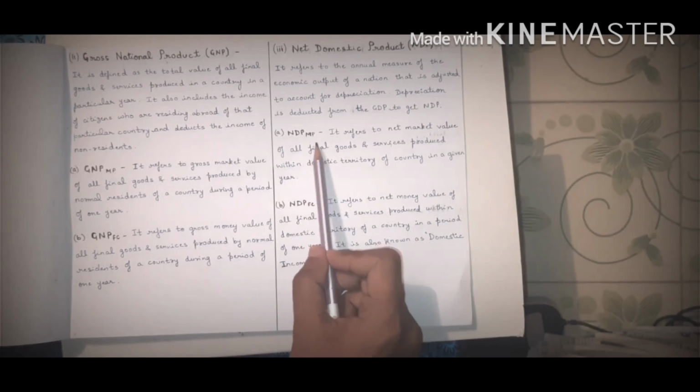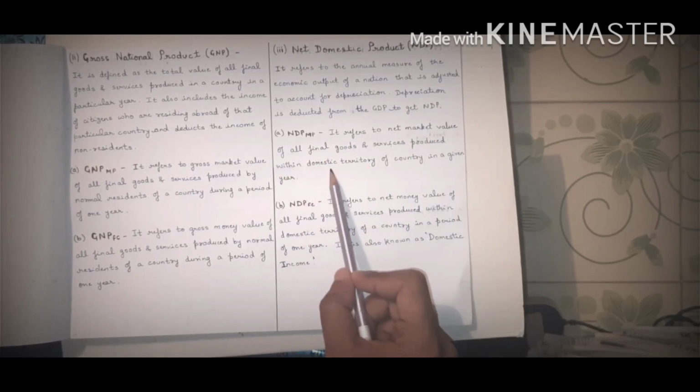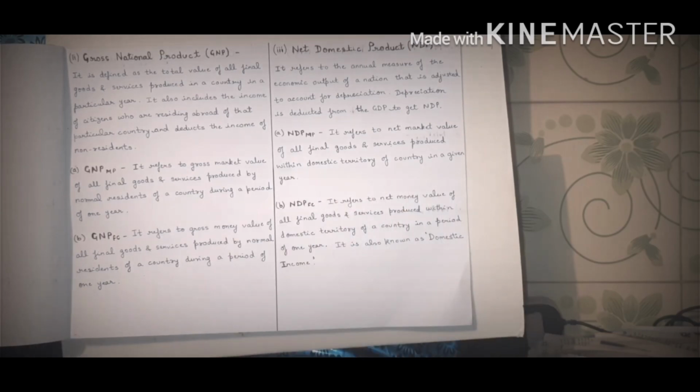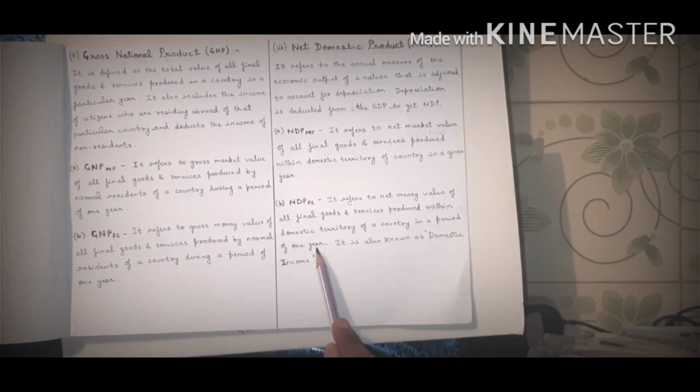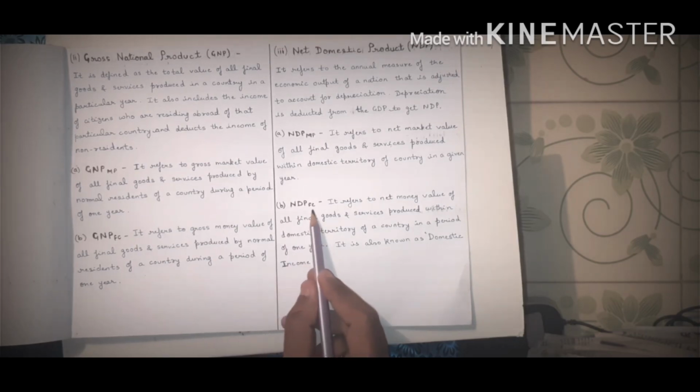So NDP at MP refers to the net market value of all final goods and services produced within a domestic territory in a given year. Similarly, NDP at factor cost also refers to the net money value of all final goods and services produced within the domestic territory of a country in a period of 1 year. It is also known as domestic income. Whenever you are asked what NDP at FC is, you will always term it as net domestic product at factor cost, or whenever you have to calculate domestic income, you must have this acronym, that is NDP at FC.